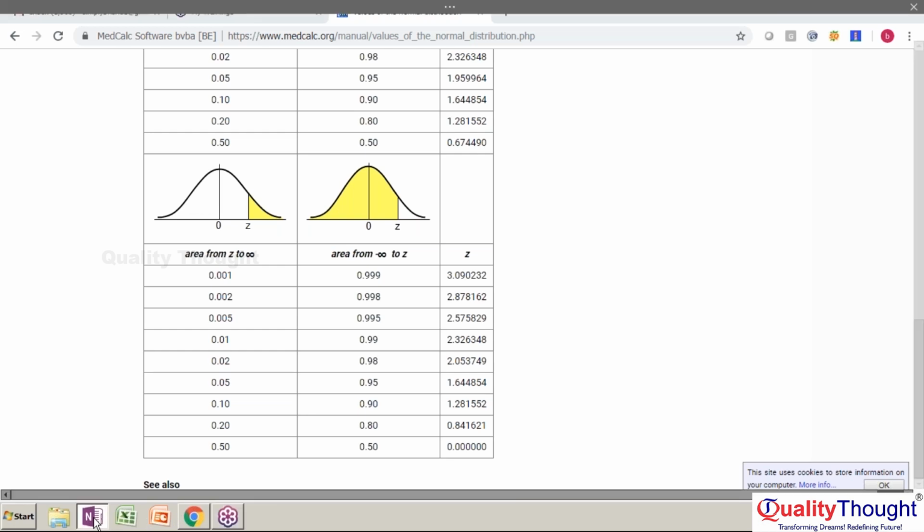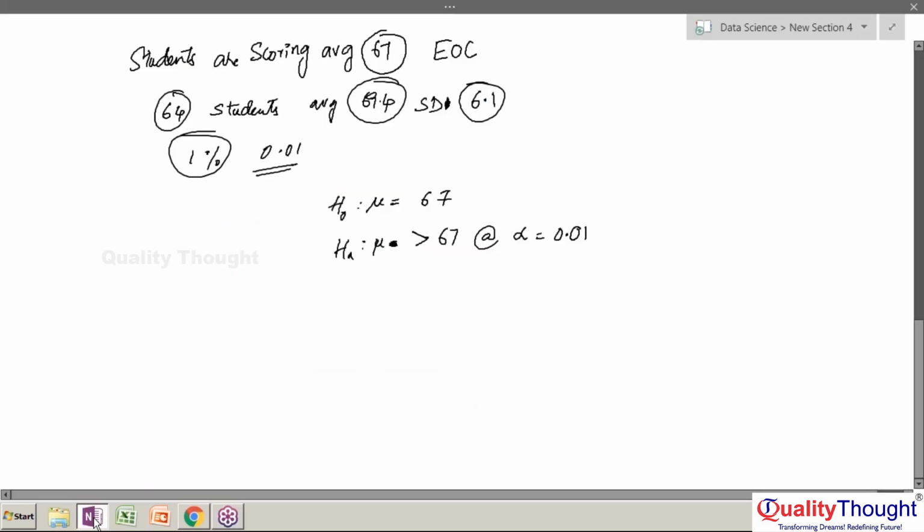So what I can say, I'm going to draw this one. Something like this, and something like this. If this is the mean, and this is 2.33, around approximately.